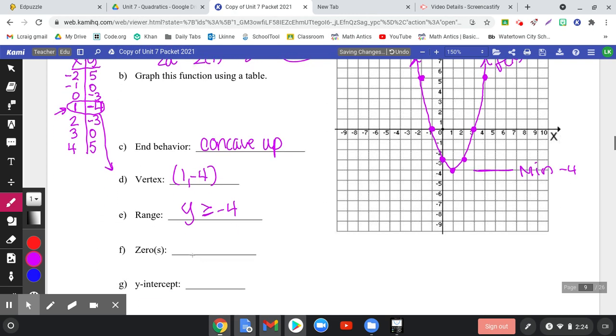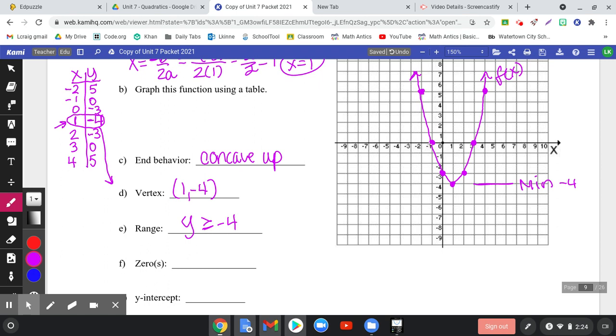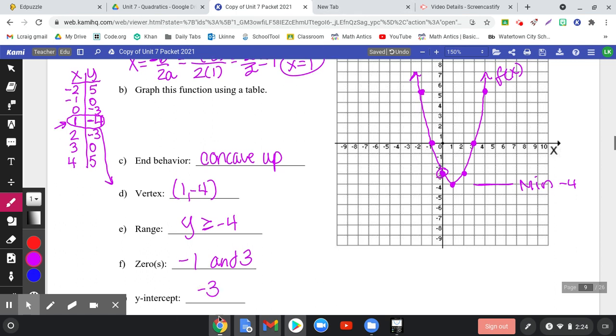All right. Our zeros, where's it hitting? Negative 1 and 3. Those are your x-intercepts. Our y-intercept, we already said was negative 3. We saw that in the equation as well.